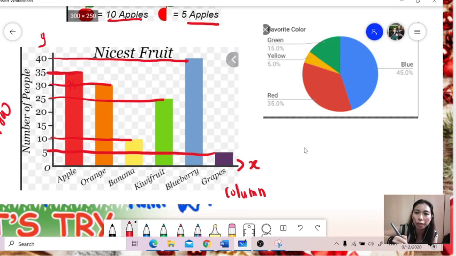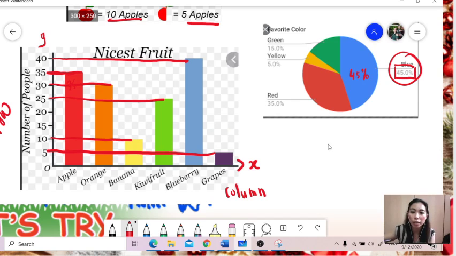For pie chart, you have to mention first the title of it, which is the favorite color. And you see here for each of the colors, you can have a key or you just write down straight away the meaning of each of the colors. Because it's a color only, you just say blue, the color blue. And you have to mention this one, yes, this is in percentage form. So blue is 45%. So it takes the largest part.